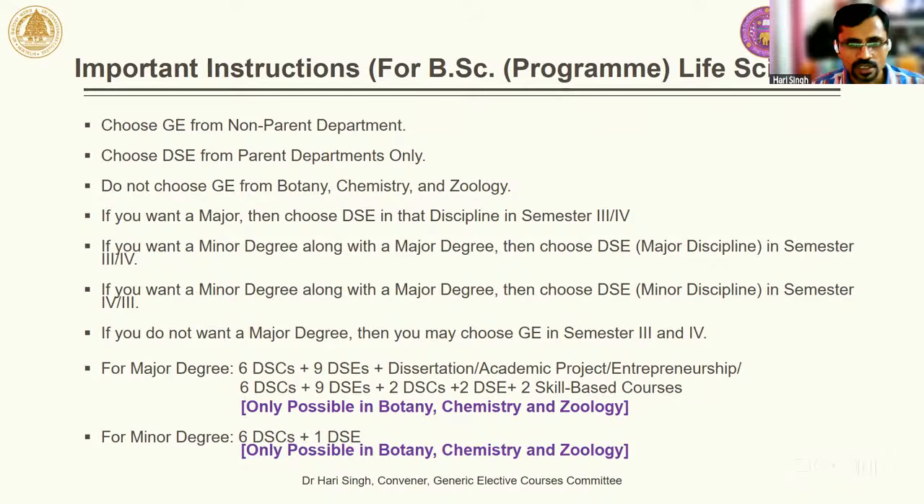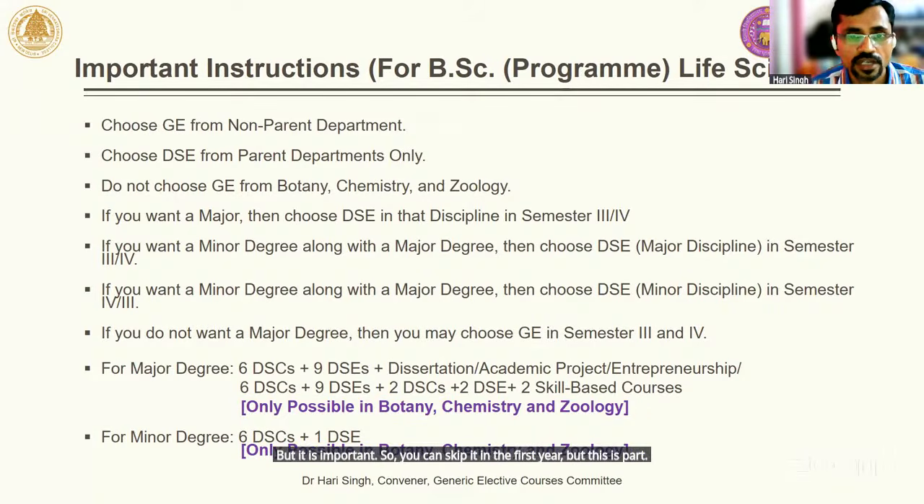Why it is important. So you can skip it in the first year, but this is important. The major credit requirements.